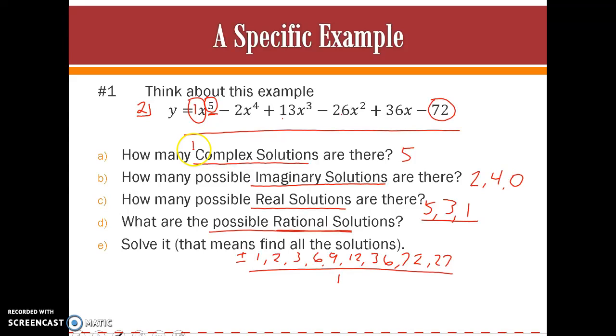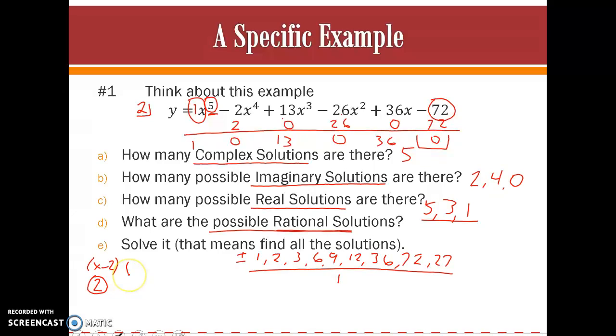I'm going to take 1 down here and multiply it times 2, which gives me 2. I'm going to add -2 plus 2, which is 0, multiply it times 2, which is 0. I'm going to take 13 plus 0, which is 13, multiply it times 2, which is 26. Take -26 plus 26, which is 0, multiply it times 2, which is 0. 36 plus 0 is 36, multiply it times 2, which is 72, and I do get a remainder of 0. And so one factor then is x minus 2, and so I know that one solution is 2.